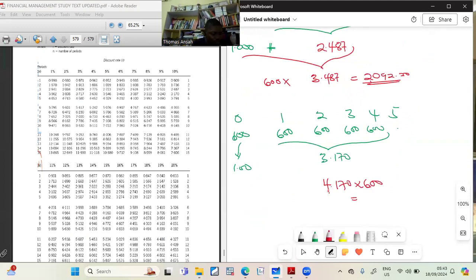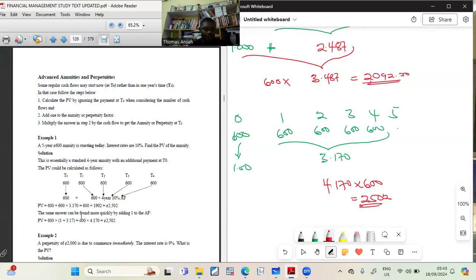So if I multiply it by 600, what am I having? 4.170 by 600, and I have 2502. So that is how it goes. So that is how you do an advance annuity. So that is the simple.